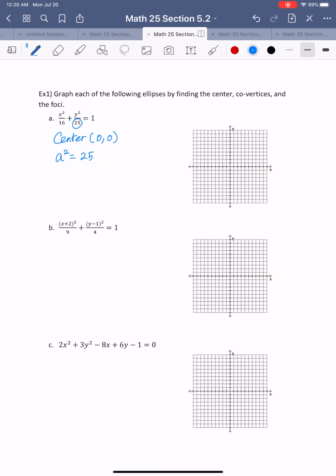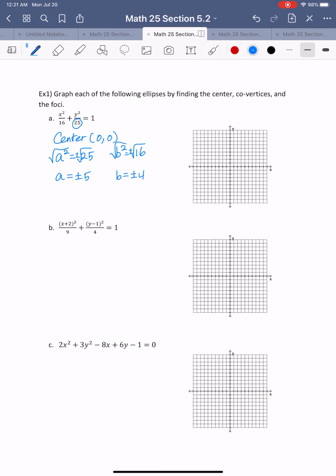So 25 is right here, right? Which means you can solve for a as plus or minus 5, because you need to take the square root of both sides to get that out. And then b squared is going to be 16, and taking the square root of both sides with a plus or minus, b becomes plus or minus 4. So I think we're ready for graphing the ellipse already, okay?